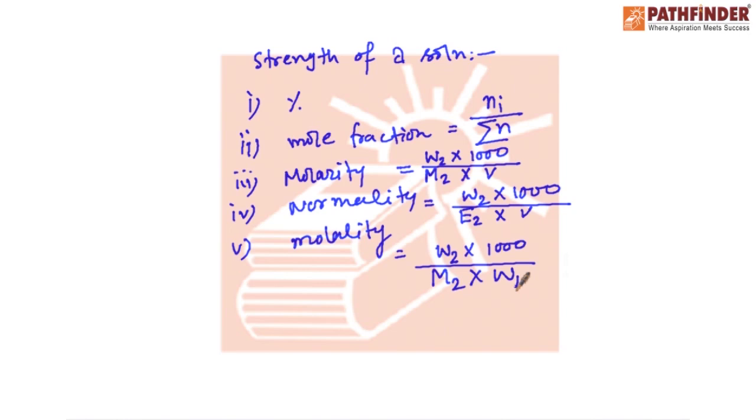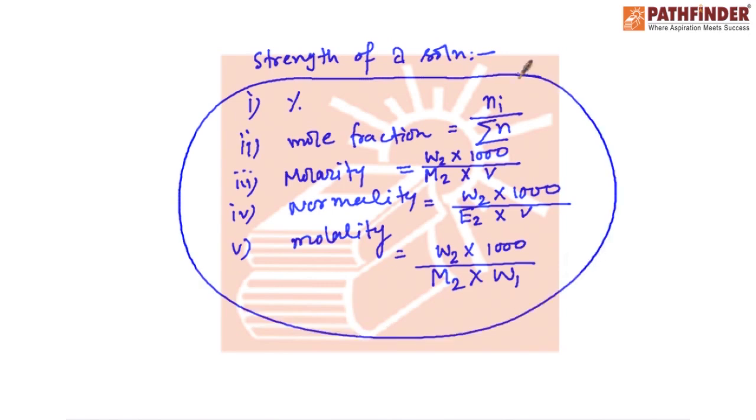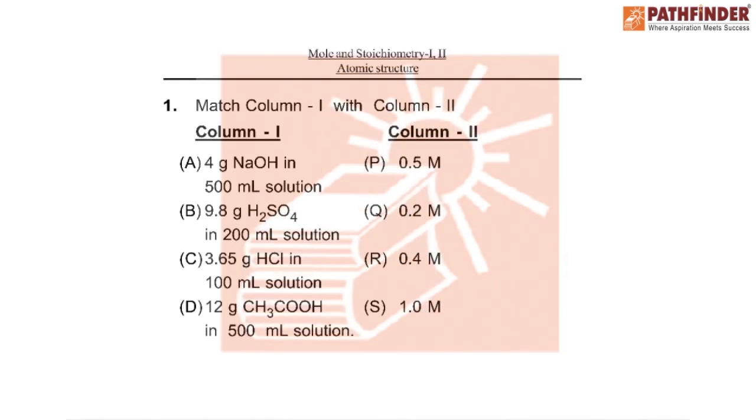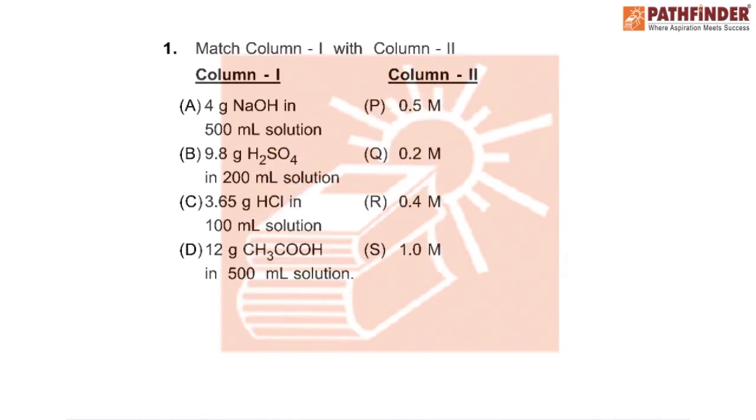These are the few definitions that we need to keep in mind when we are going to solve any problem. Let us take a standard problem in order to realize this concept easily. Here we are asked to make a match between column 1 and column 2. There are a few masses of solute in a given amount of solution given in column 1, and the corresponding concentrations in molarity are given in column 2, though that is very easy. Let us see what we can do.